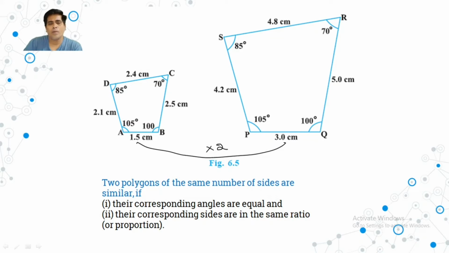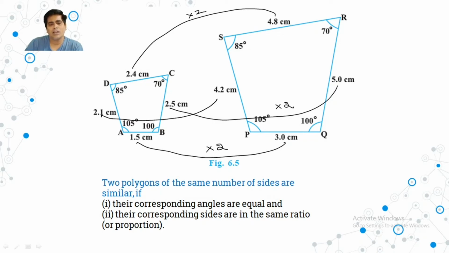And 2.5 becomes 5. Clearly it is again 2 times. 2.4 becomes 4.8, again twice of this one. And 2.1 becomes 4.2, clearly twice of this one. So each and every side is doubled here. Means the corresponding sides are in the same ratio, the same proportion. Every side is 2 times the other. So that is one important point.